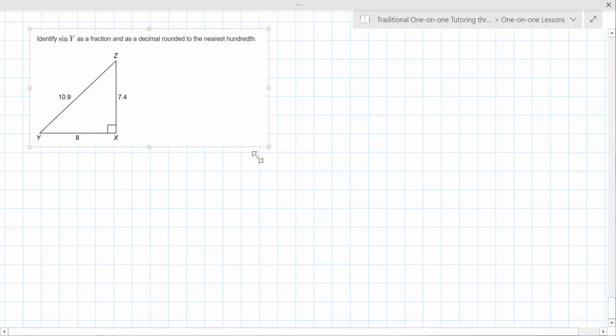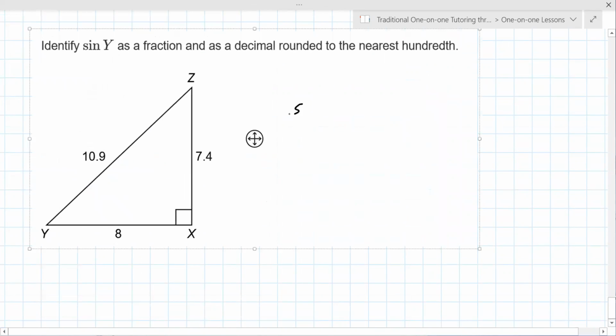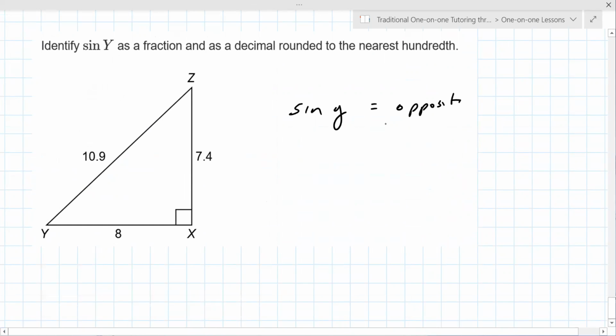All right. Try this one on your own. Sine Y is opposite over hypotenuse. So take a look at that and tell me your final answer whenever you're ready. No rush here. Take as much time as you need. 7.4 over 10.9. That's correct.